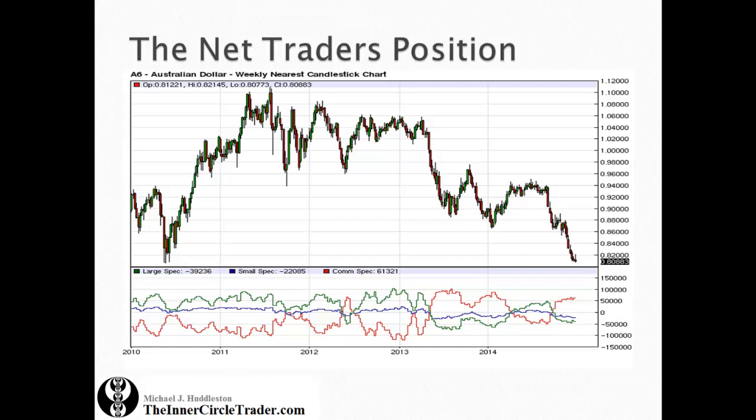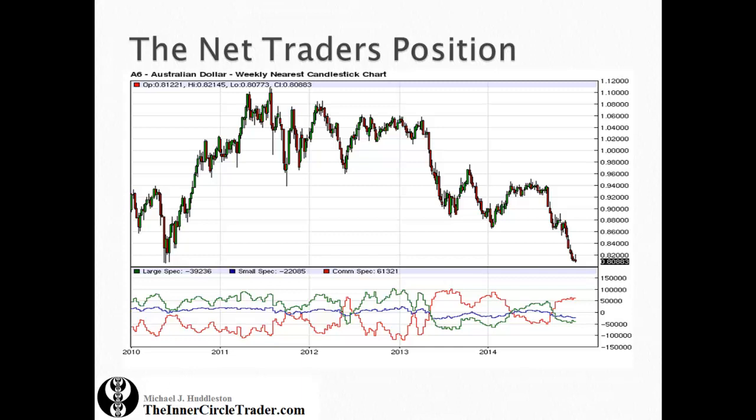Now, they are both speculative and they are hedgers. What do I mean by that? Well, because there are vast, huge, deep pockets in these commercial traders, and I'm just going to refer to them as a bank. It makes it easier for our discussion as it relates to currencies. The banks are the red line here.